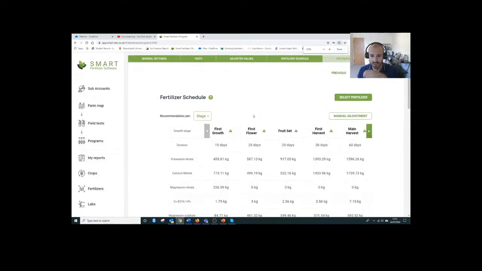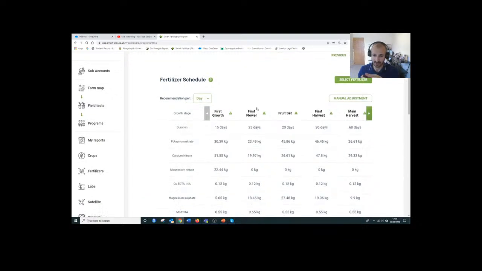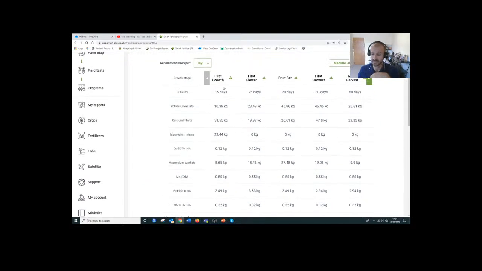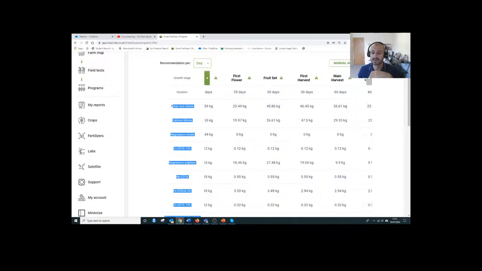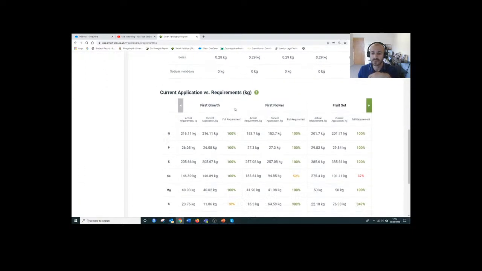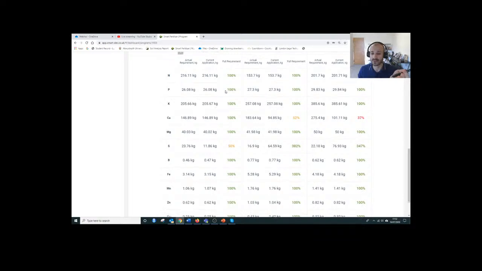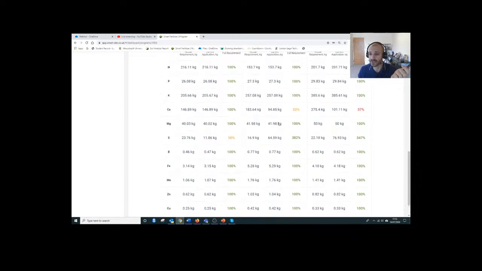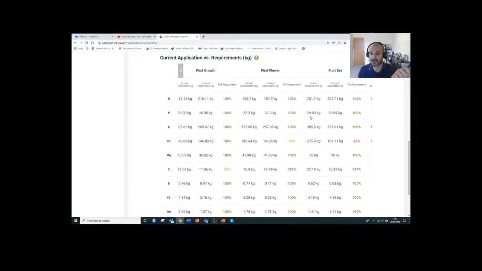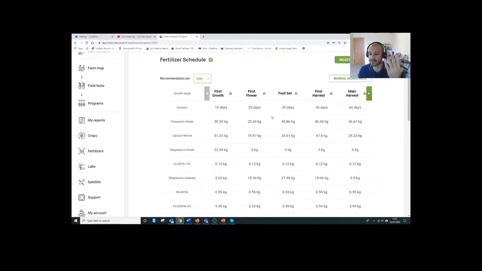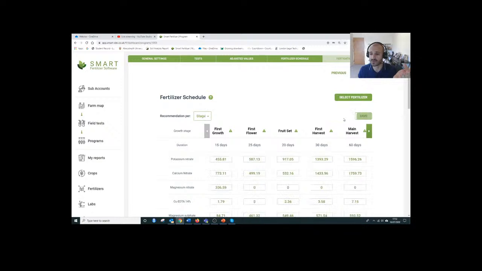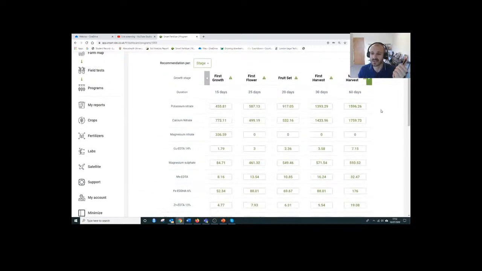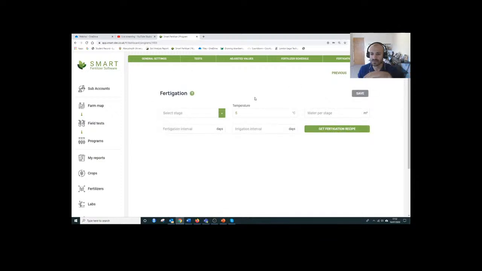Maybe I will submit. And this can be expressed in stages, per stage or per day. Let's do per day. As you can see, the columns represent the stage. And here every single fertilizer has a certain amount per day. I'm going down and I can see if I fulfilled all the requirements. For example, here my sulfur requirement is not reached, and also calcium. So what I need to do is choose another source of calcium if I'm not happy with that, or I can simply do some manual adjustments and increase my calcium nitrate. This is a choice of the user.